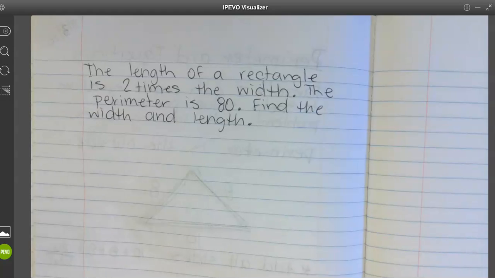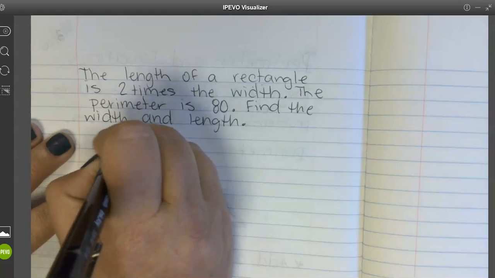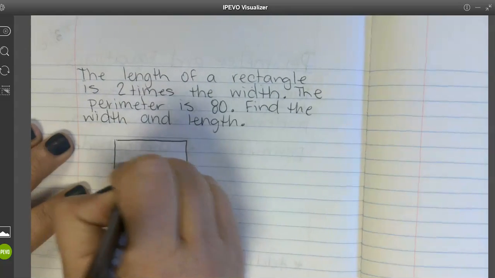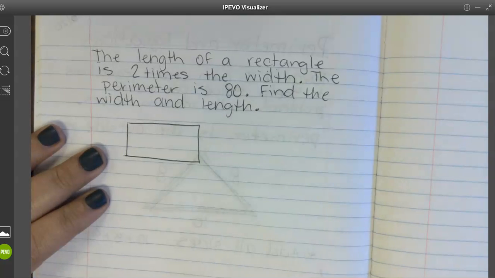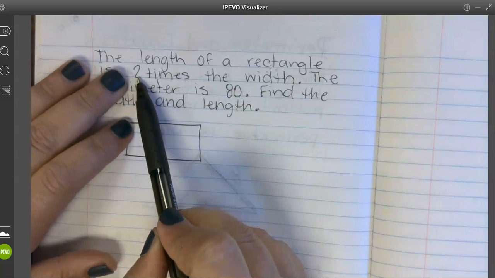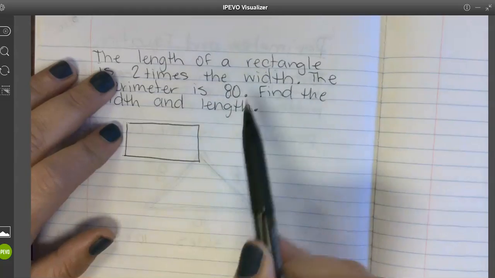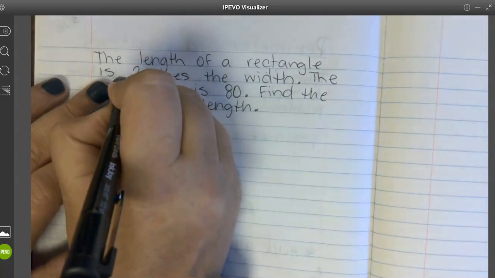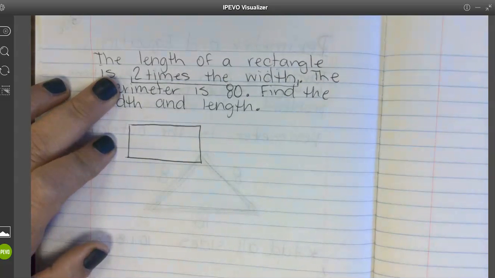For me, every single time I'm going to draw this out. So I know I'm talking about a rectangle, so I'm going to draw a rectangle. Then I put together what I know, okay? So one of these is completely missing. So what is completely missing? It says that the length of the rectangle is 2 times the width. So we know a little bit about the length, but we know nothing about the width, okay?